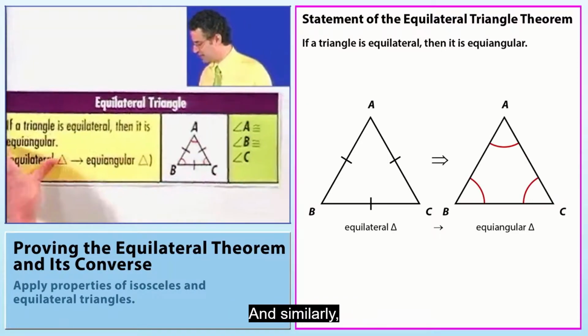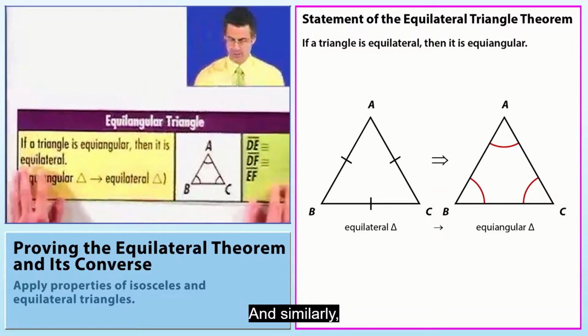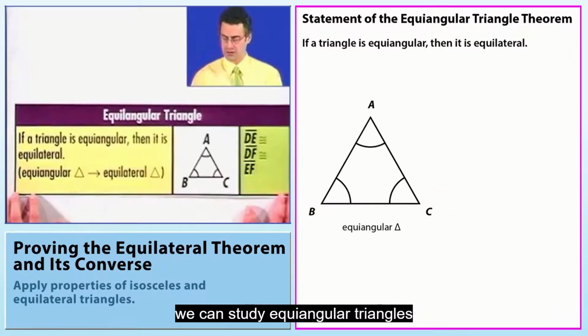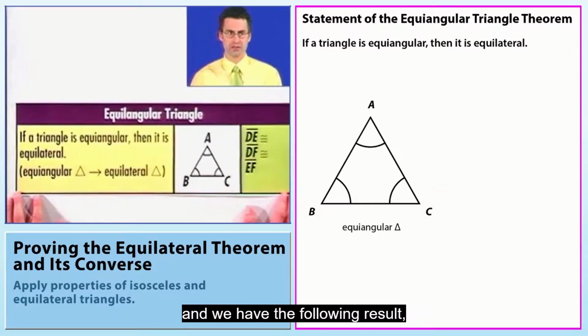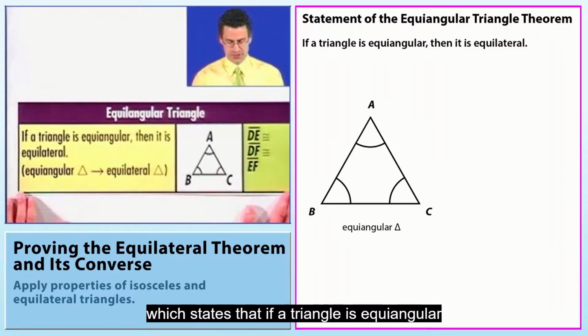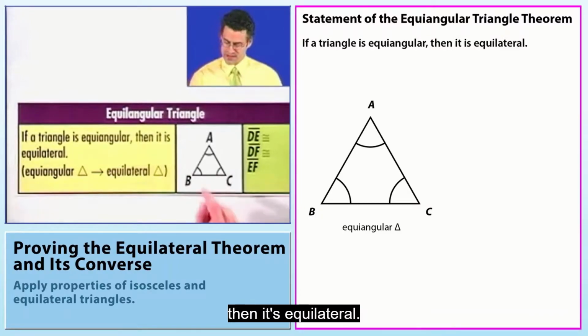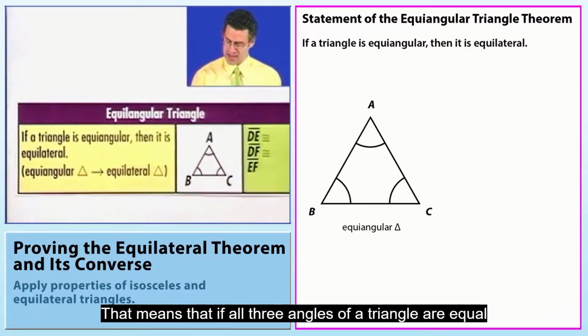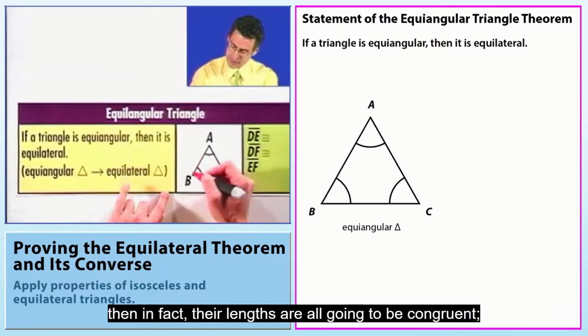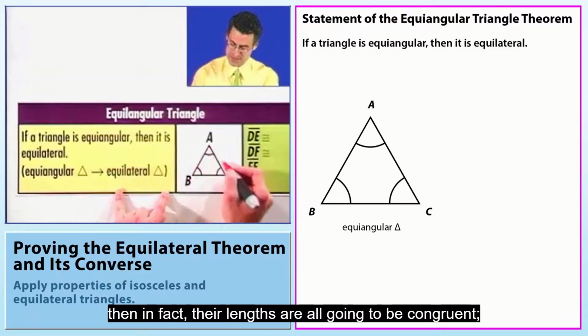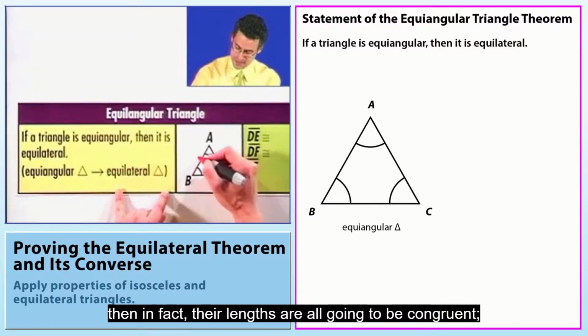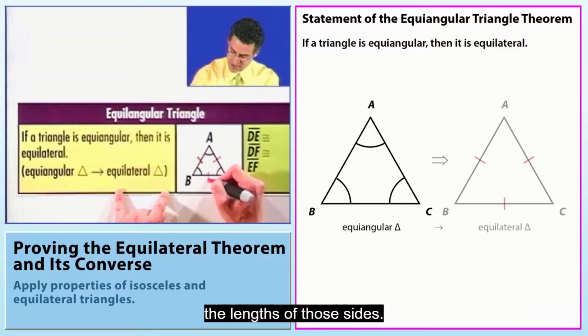And similarly, we can study equiangular triangles, and we have the following result, which states that if a triangle is equiangular, then it's equilateral. That means that if all three angles of a triangle are equal or congruent, they have equal measure, then in fact their lengths are all going to be congruent, the lengths of those sides.